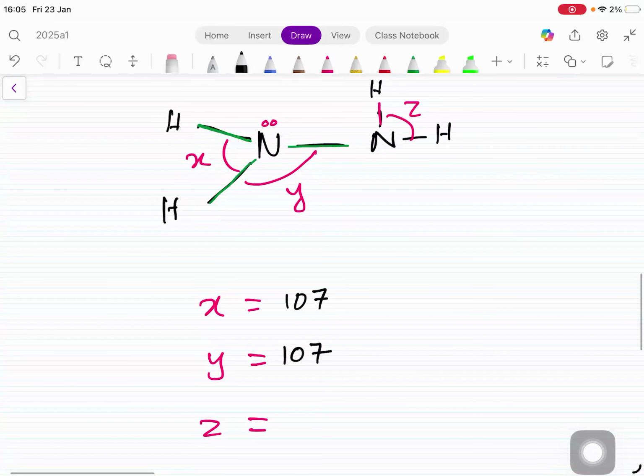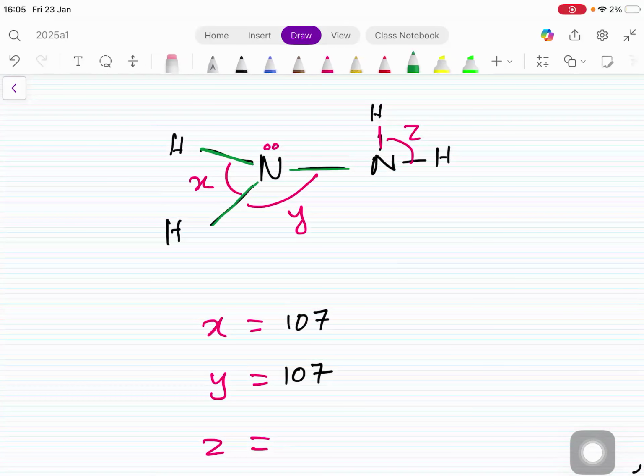Then what about the other side? Obviously, this nitrogen also contains one lone pair. Then what do you think? 107. 3 bond, one lone. 107. 107. So all three angles are the same. Right? Because both nitrogens have 3 bond pairs and one lone pair. Okay? Is it clear? Yes, sir.